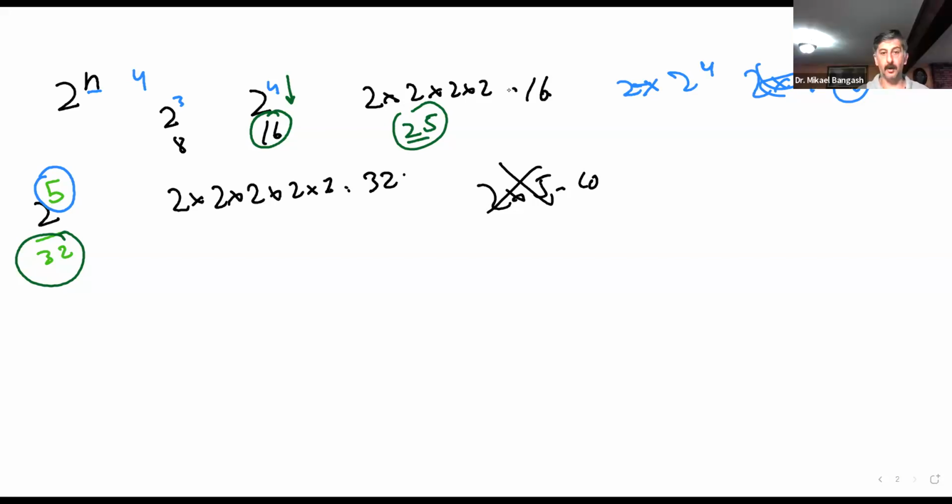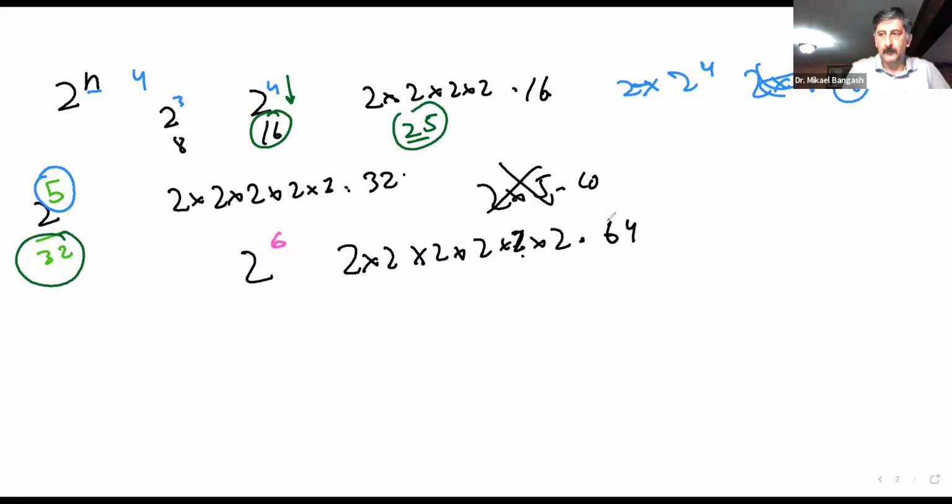And you can go on, you can say 2 raised to the power, let's say, 6. So how many will that be? We already know that for 5 it is 32, so 32 multiplied by 2 becomes 64. And so on.